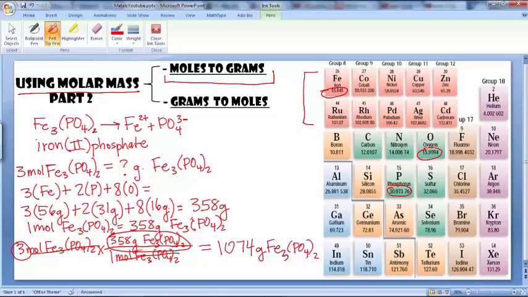Okay, so we just completed a mole to gram calculation using a molar mass.